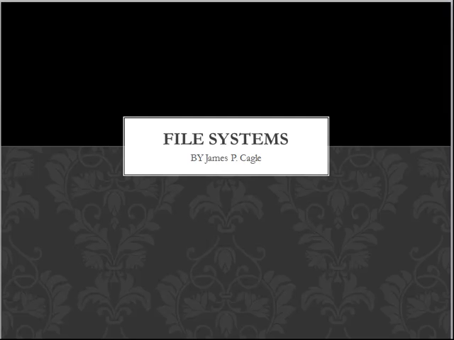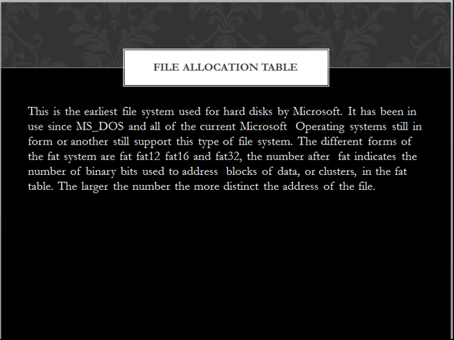Today we are going to be discussing file systems, and we are going to start with FAT, the File Allocation Table. This is used by Microsoft to index, locate, and store files on hard disks. This is the earliest file system used for hard disks by Microsoft. It has been in use since MS-DOS, and all of the current Microsoft operating systems still, in one form or another, support this type of file system.